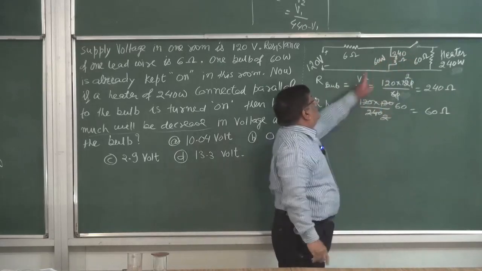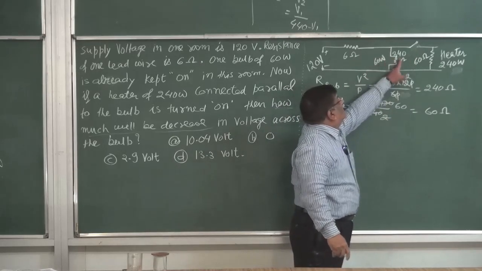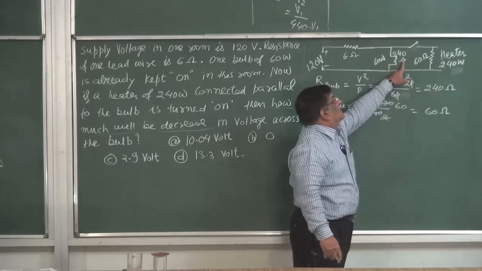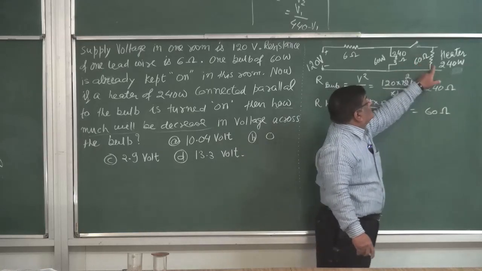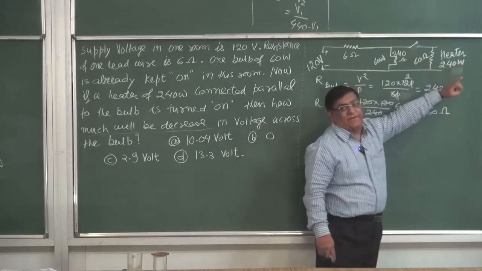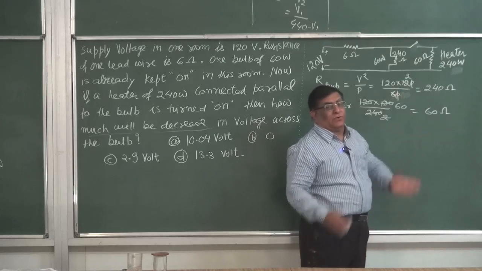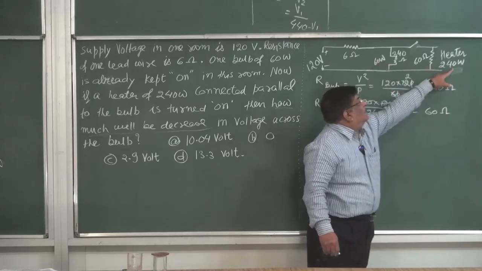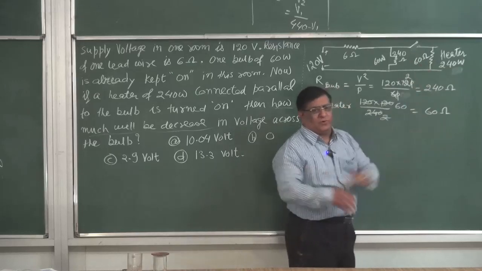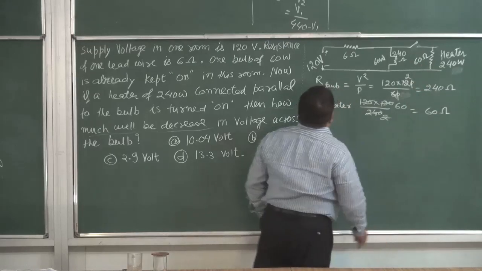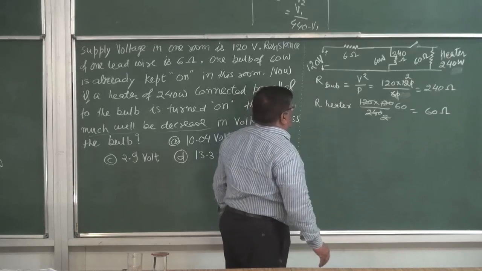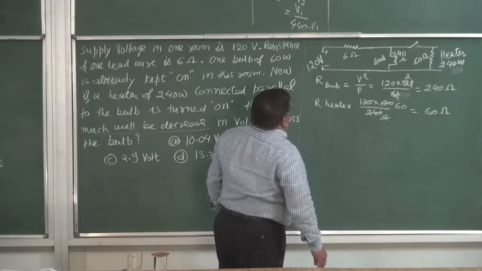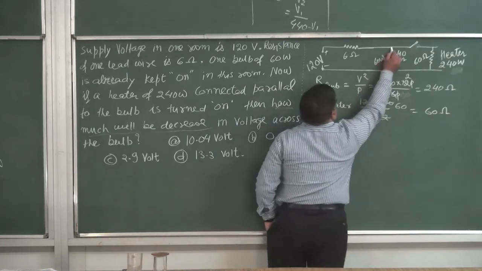कंफ्यूज मत होइए, ये 60 वॉट है, 240 रेसिस्टेंस है. इसका 60 रेसिस्टेंस है, इसका 240 पावर है. ठीक है. तो हमने देखा जिसकी पावर ज्यादा उसका रेसिस्टेंस कम. We all know that. ओके. तो पहले इसके अक्रॉस कितनी वोल्टेज थी?